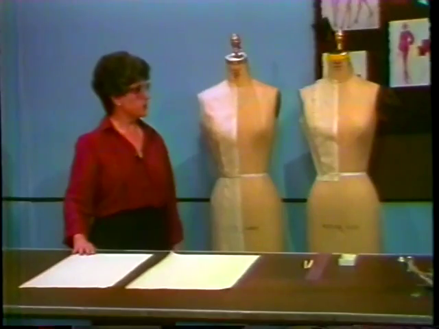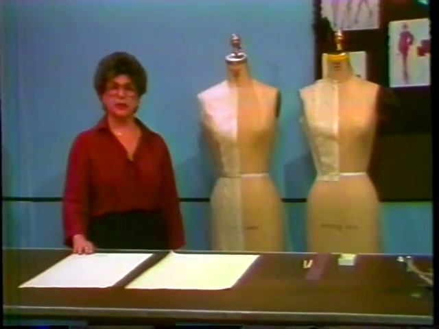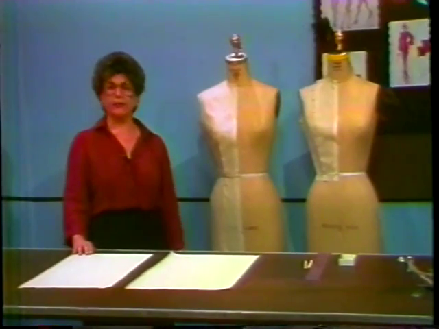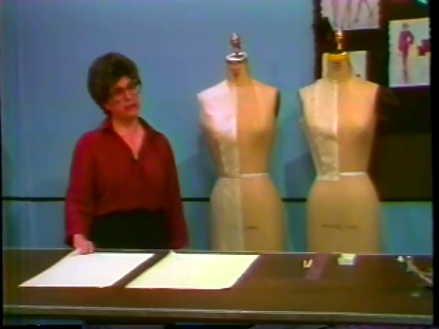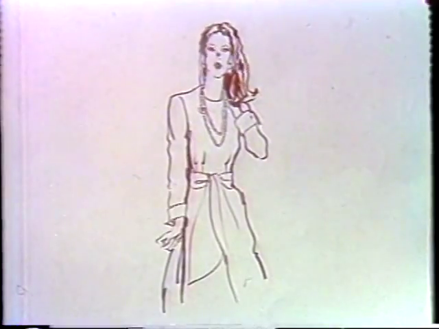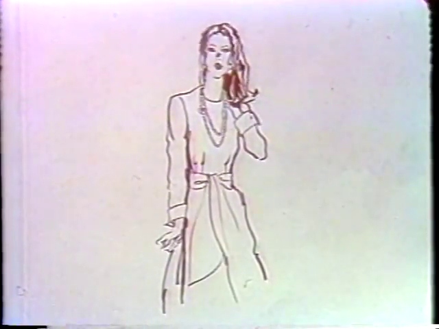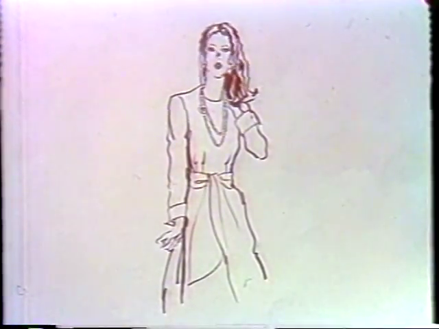Moving the dart position from the chest area on this bodice frees that area of the body and allows for many styling possibilities. The basic neckline is a fine background for jewelry or accessories, and therefore is called the jewel neckline.